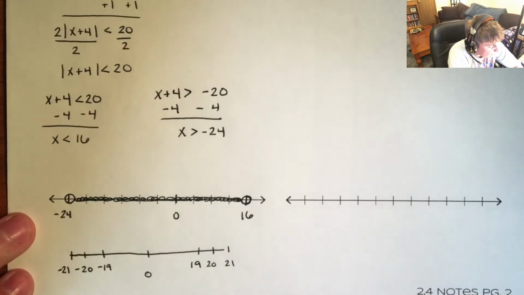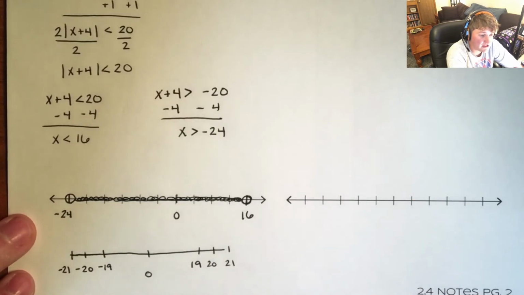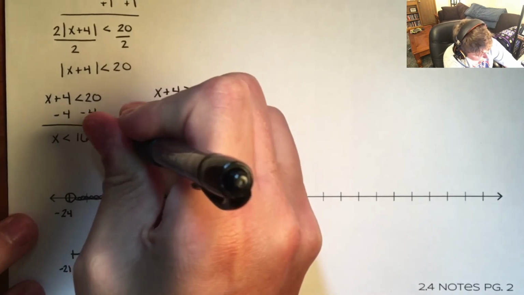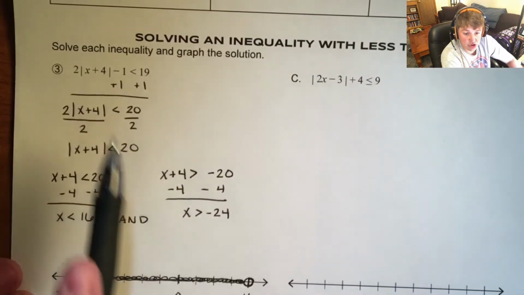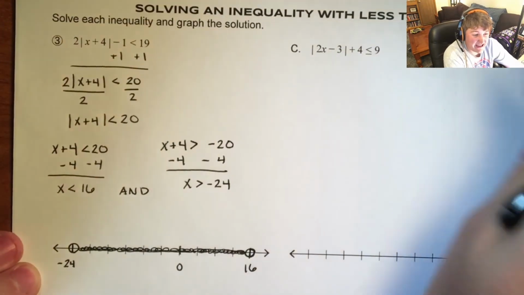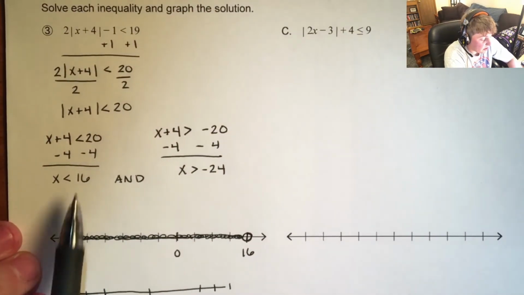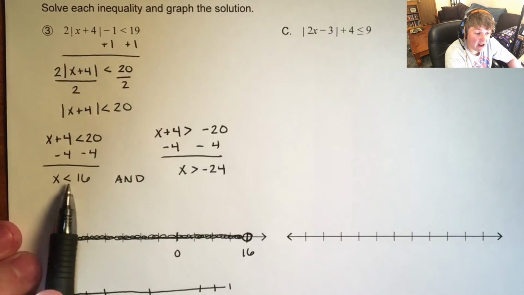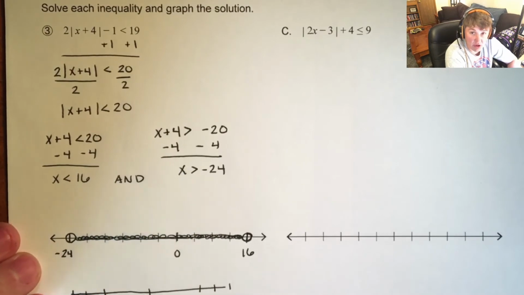Okay, so this here is what kind of inequality? You're going to have to think back to sections 1 and 2 of this chapter. Where they come together, they create an island. So this is an "and" inequality, meaning that for my x values to be a solution to this compound inequality, my x values have to be less than 16, and both of these have to be satisfied, and it also has to be greater than negative 24.